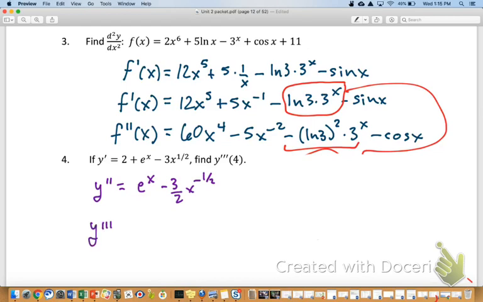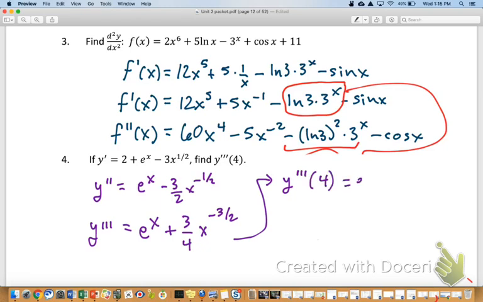Do it again. The nth derivative of e to the x is just e to the x. It just is going to be the same thing every time. So e to the x. One more power rule before we close our day out. Plus 3/4 x to the power of -3/2. Impressive. Now it's going to be even more impressive if you can do this. We got to plug in a 4 because that's what it wanted. E to the 4th plus 3/4 times 4 to the -3/2.